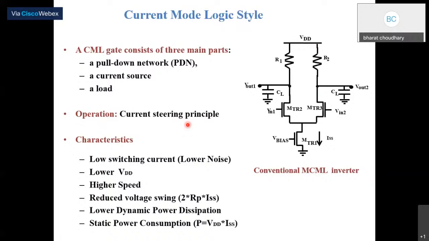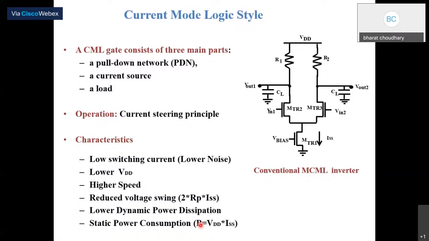This is based on the current steering principle, and it is made up of three networks. This is called the pull up, this is the pull down network, and this is called the current source. Now the basic characteristics as compared to the CMOS logic style are a lesser switching current, in the range of nanoamperes, and a lower power supply requirement. Whereas to operate a CMOS inverter or classical CMOS logic gates, a larger power supply is required, and these will offer a higher speed of operation. Voltage swing is also less.